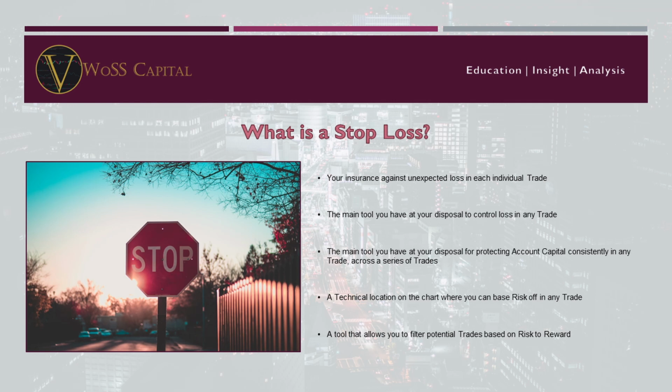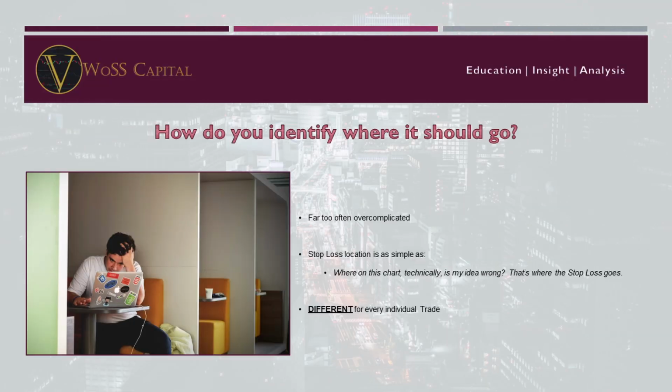So that's kind of the high level of what a stop loss is and how you should think about a stop loss. It's your insurance against unexpected losses within trades, and the way that we make sure that we are being consistent with how we're applying risk across a series of trades, and it enables us to protect capital in both the individual trade but consistently across that series of trades. Let's get into the meat of the session then, and start looking at how you identify where a stop should go.